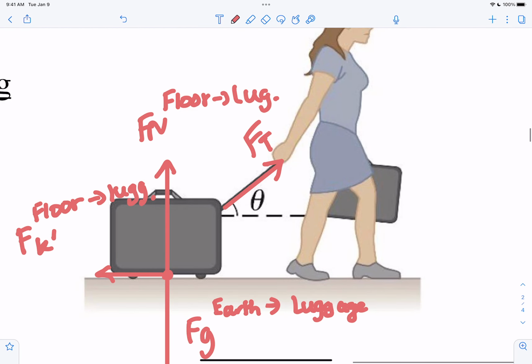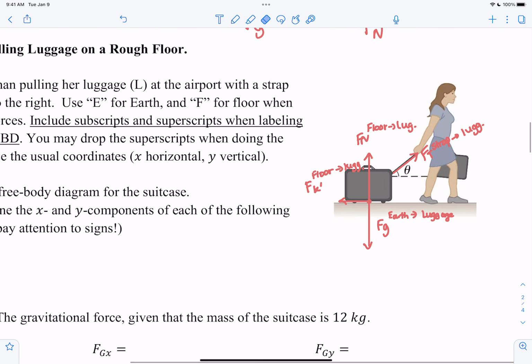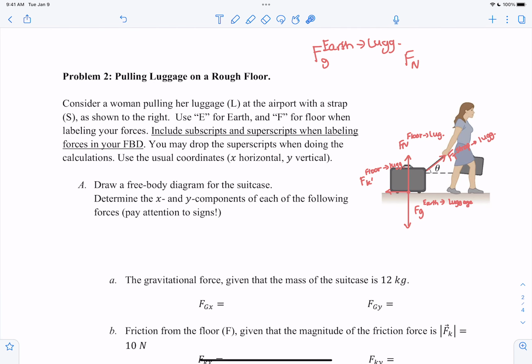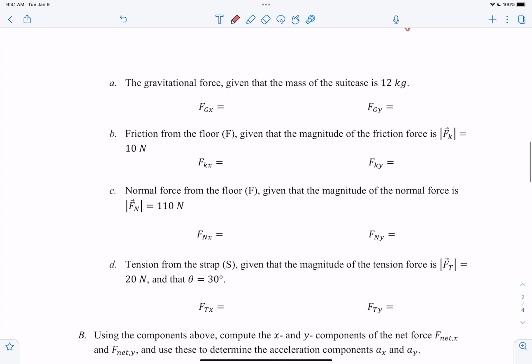And then for tension force, what are our superscripts for the tension force? Let me write it over here. So we have something on luggage. Strap, right? Or the rope, whatever you want to call it. Strap on luggage. So those are all of our superscripts and subscripts for part A of the problem.